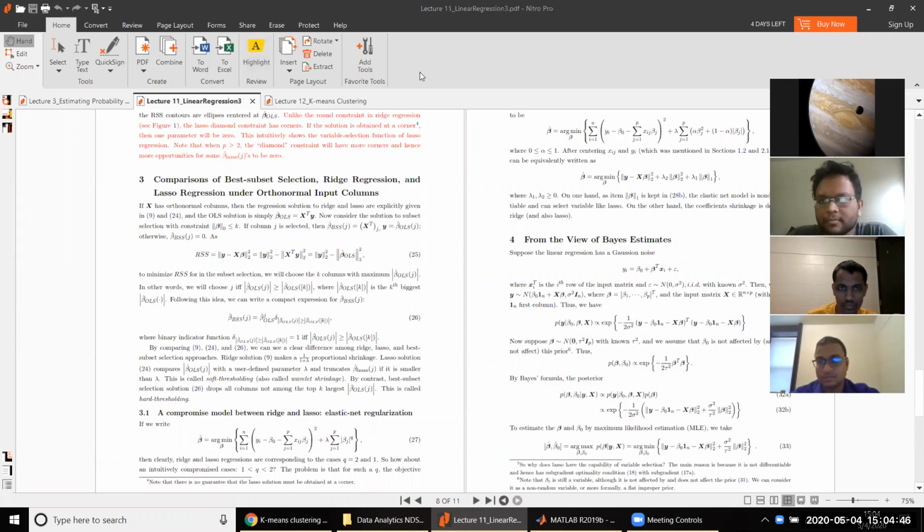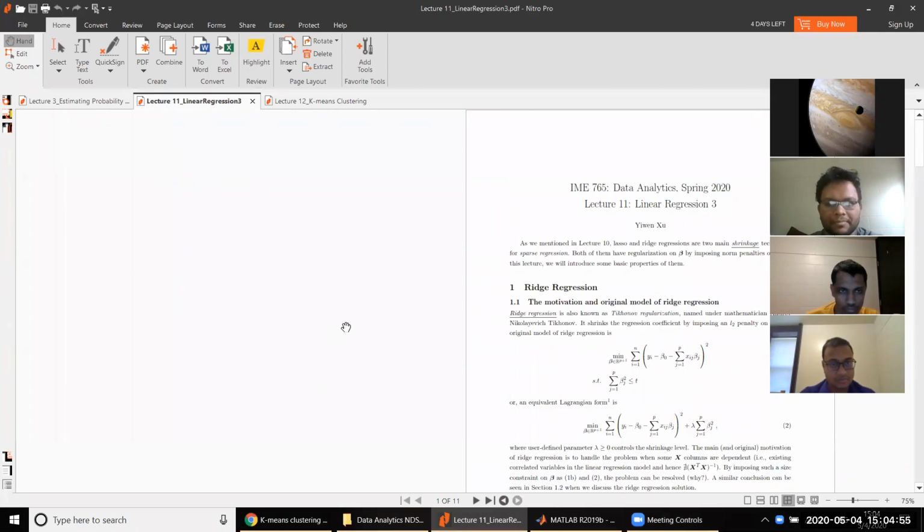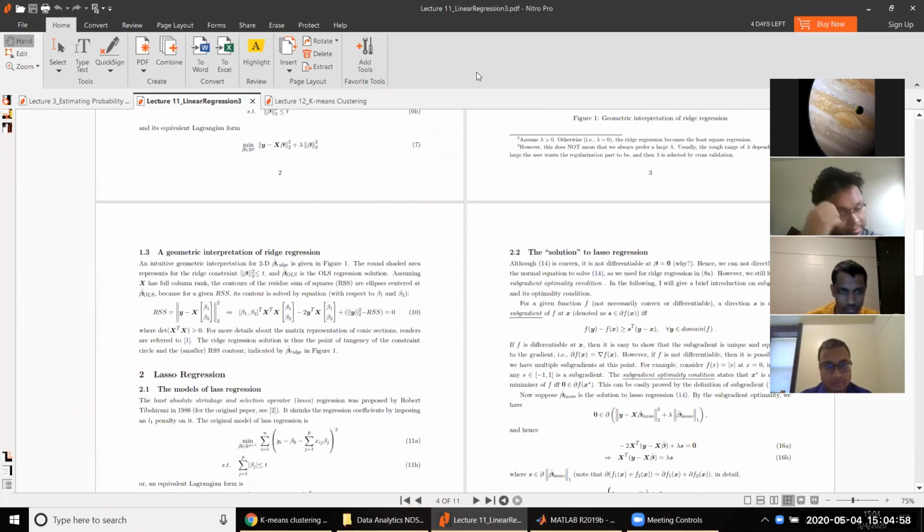Let's continue our case for the linear regression part of Lasso and Ridge. Where's my annotate? There's something, I cannot find my annotate here. Give me 1 second. I need to find my annotate thing, and I cannot find it.